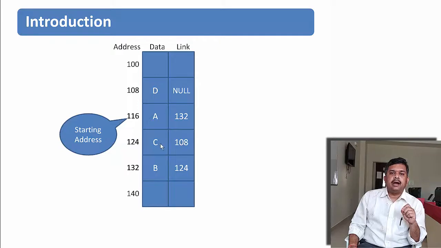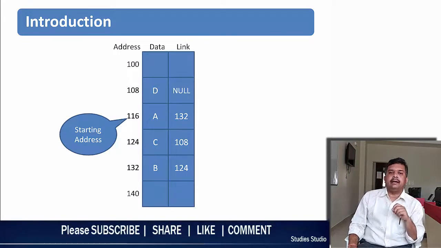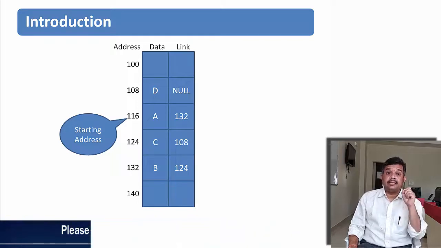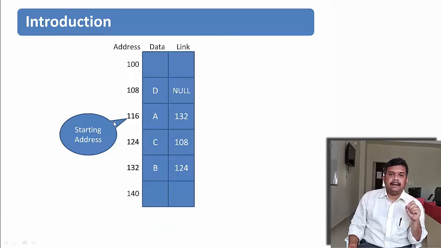It means I'll reach C, go to the address 108, and at 108 I'll find D. Similarly, all other data I can start. It means, as in the example of the treasure hunt, I'm starting with A.